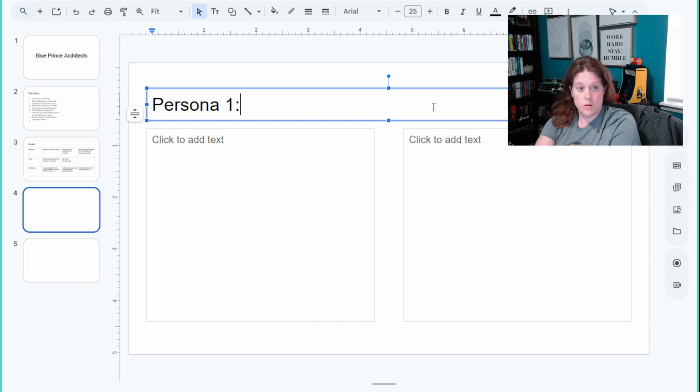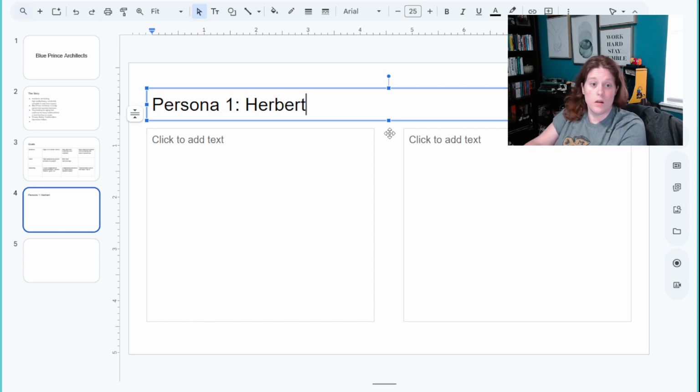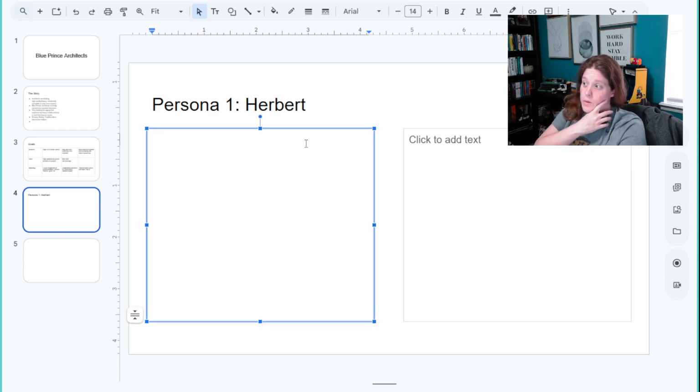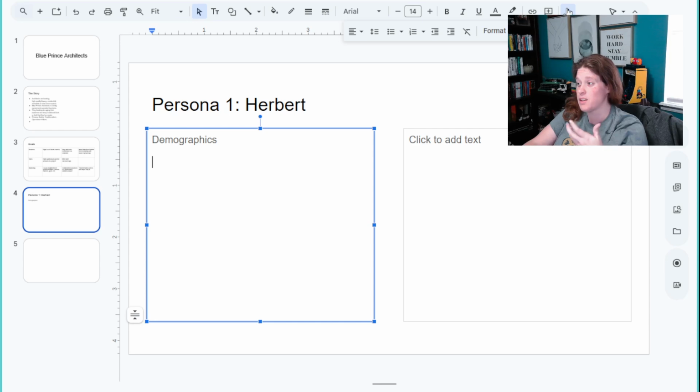Persona 1, and that's Herbert. Whenever we're making a persona, I like to do it in demographics, which can be a lot of aspects. I basically refer to this as anything that you can find on either a tax return or a driver's license, or anything that is numerical a lot of the time.